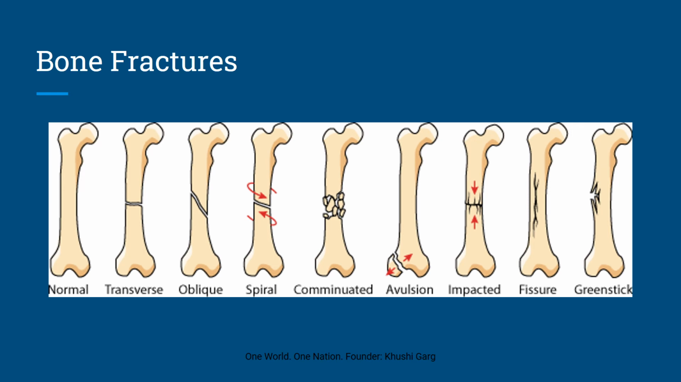The next is the spiral bone fracture. The spiral bone fracture is when your bone is actually twisted, and the twisting of your bone causes a fracture or a breakage of the bone. This might sometimes look like the oblique bone fracture, but you can see the twisting of the bone, which happens during the spiral bone fracture.